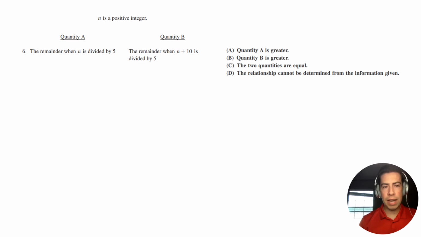All right, so a pretty simple pure math problem here. We have n is a positive integer. Quantity A is the remainder when n is divided by 5, and quantity B is the remainder when n plus 10 is divided by 5, okay?